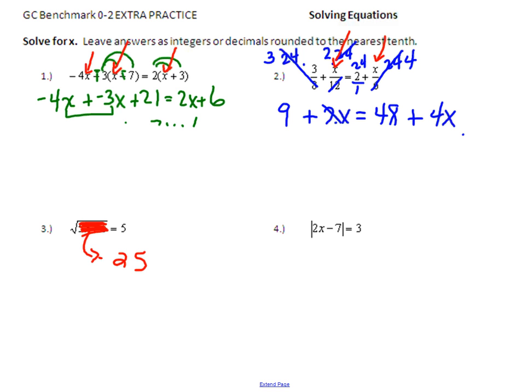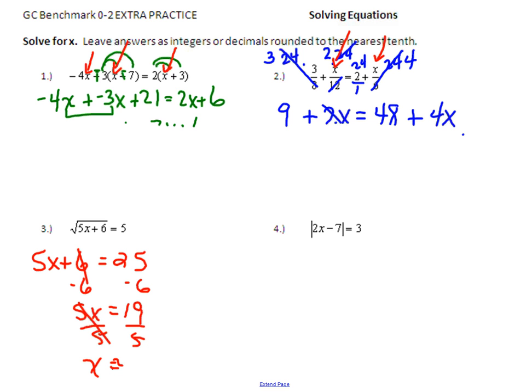So then I say, all right, well, what's under there? And it's 5x plus 6. So if that 5x plus 6 is a 25, then I'll take the square root of it and I'll get 5. And then just solve this problem. So subtract 6, divided by 5, about 3.8.